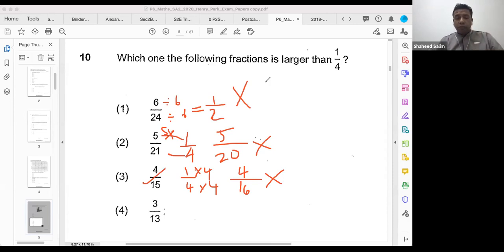This one is bigger, sorry. So you already got your answer. Okay, easy enough. This one you make it 1/4, this one becomes 3/12. This one is bigger, this one is smaller. So number 3 is the answer.